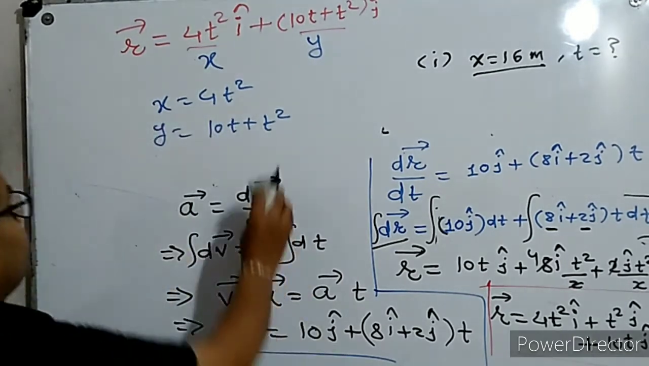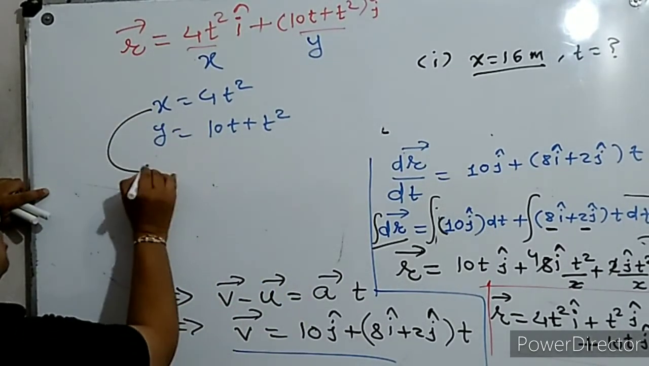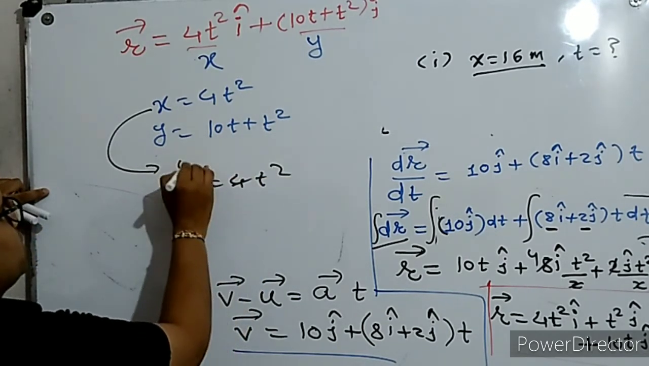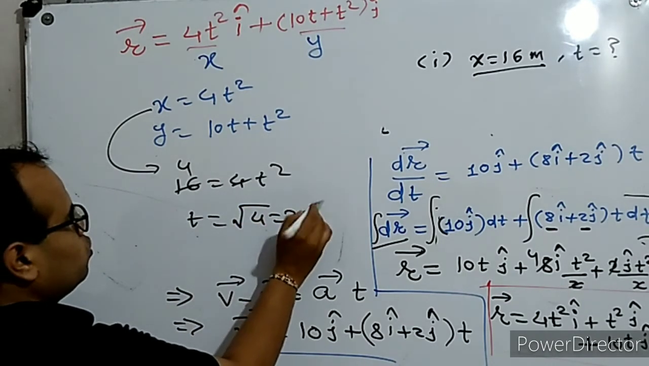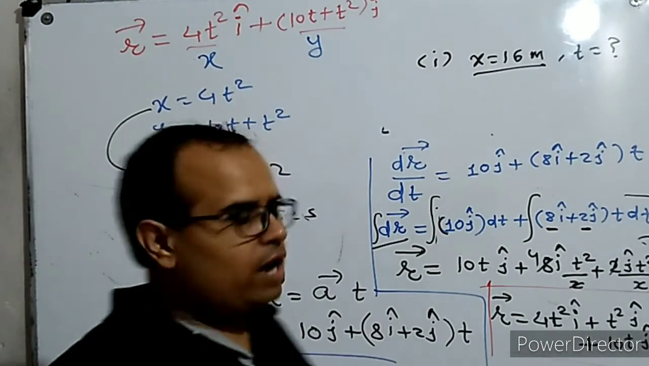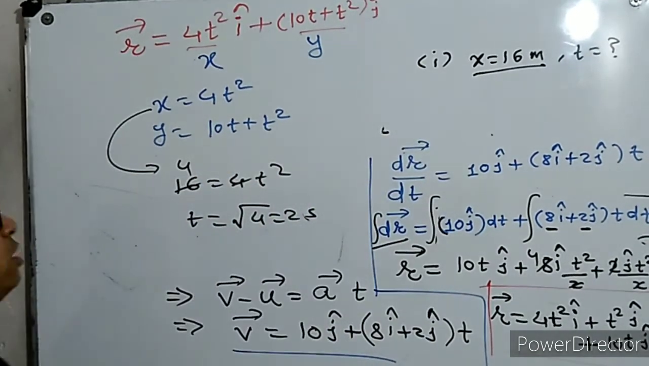When x is equal to 16, this is 16 is equal to 4t square. 4 fours are 16. t is equal to square root of 4, that is 2 seconds. So after 2 seconds, this will be the coordinate x equal to 16 meter.